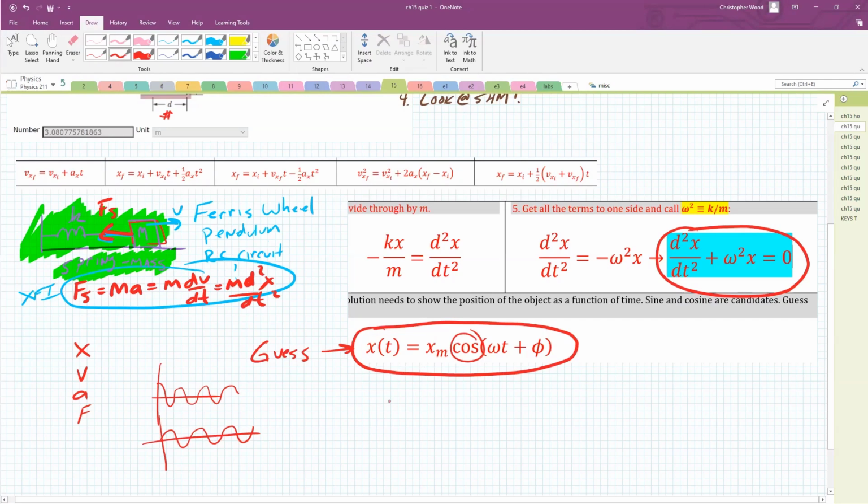And if I say, well, what is the derivative of x with respect to time? The derivative of that function with respect to time is basically minus x_m omega sine(omega t plus phi). Check something.